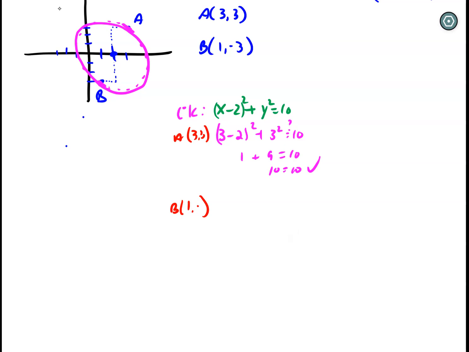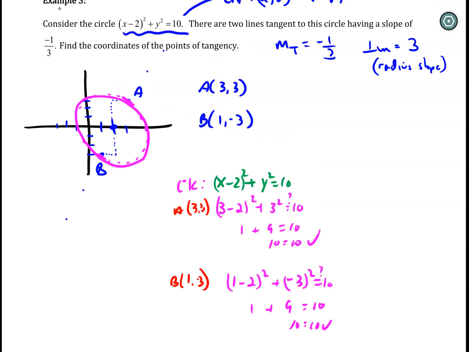That was 1, negative 3. So we're going to say 1 minus 2 squared plus negative 3 squared. Does that equal 10? Negative 1 squared is 1. Negative 3 squared is 9. So 10 does equal 10. So that one worked as well. So now I know that both of these are good. They both work. So now I can go right back into just writing the equation of my line.